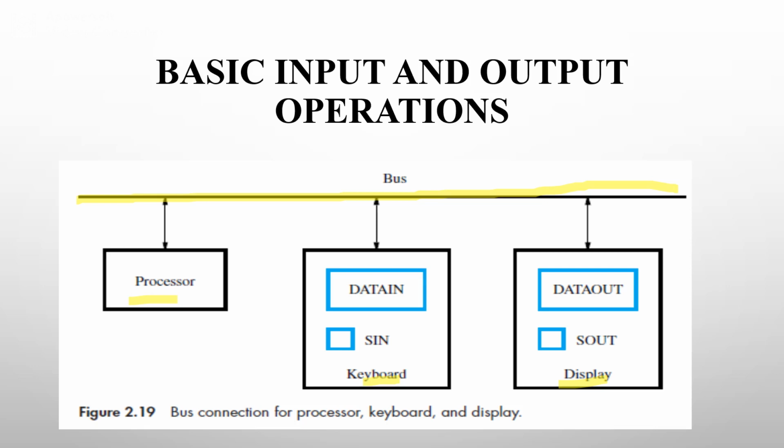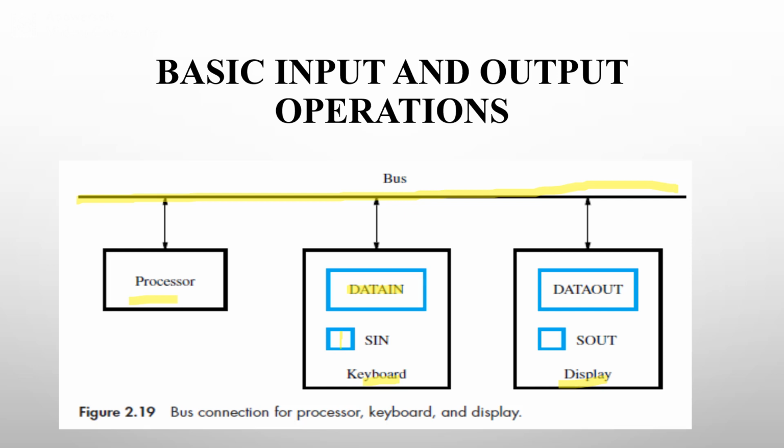Whenever the key is pressed, the corresponding ASCII character is generated and stored within the buffer register data in. We automatically set the flag register SIN equal to 1, and the processor can read the information from data in by checking the flag register SIN. We can consider a program to perform the read wait operation: branch to read wait if SIN is equal to 0.